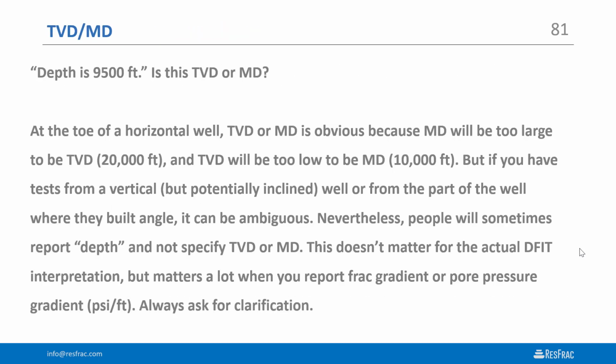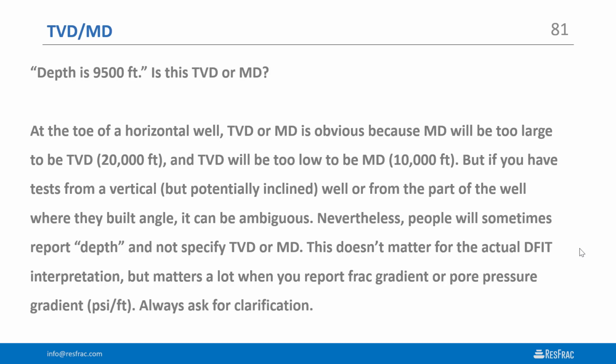Another thing is TVD or MD, just basic stuff here. If you have a horizontal well where they drill down 10,000 feet and then they drill 10,000 feet over, then you know that TVD and MD are really different, right? MD is probably 20,000, TVD might be 10,000.